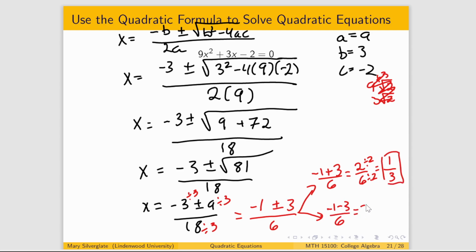One of my answers is 1/3. Negative 1 minus 3 is negative 4 over 6. In this case, again, 2 goes into both of those, so I can divide both by 2. Negative 4 divided by 2 leaves me with negative 2. 6 divided by 2 leaves me with 3. So positive 1/3 and negative 2/3 are my two answers.